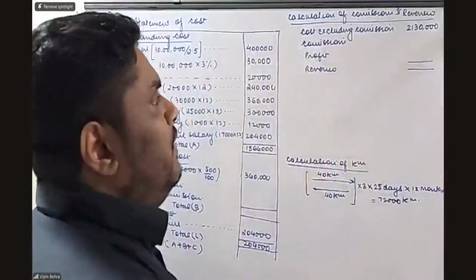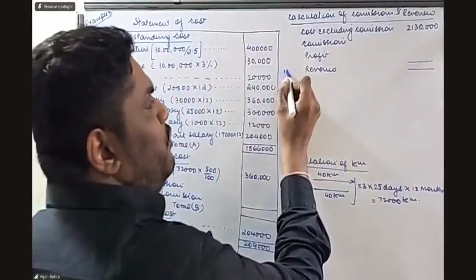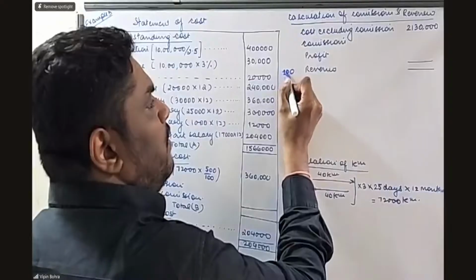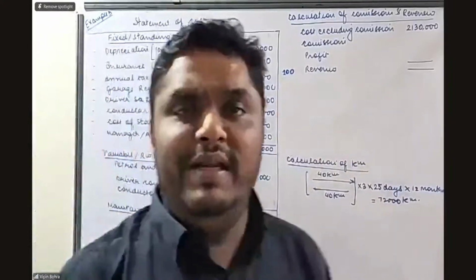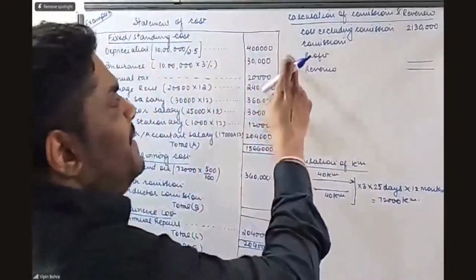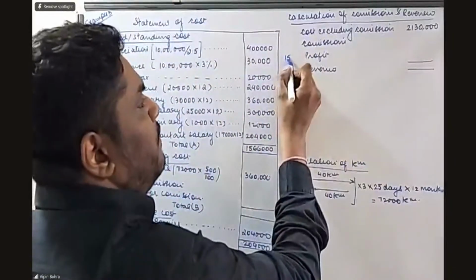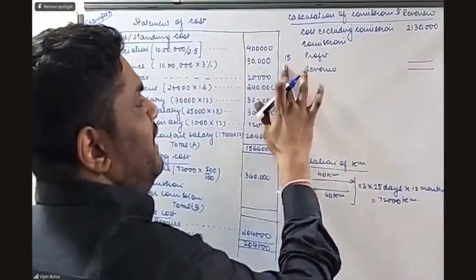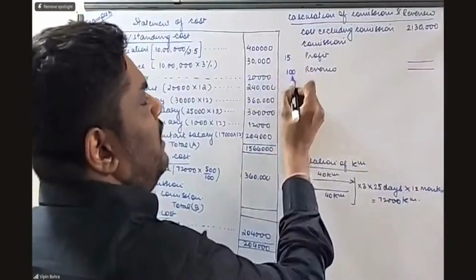Now see, let's assume that the revenue is 100. Of this 100, 15% is what? My profit.